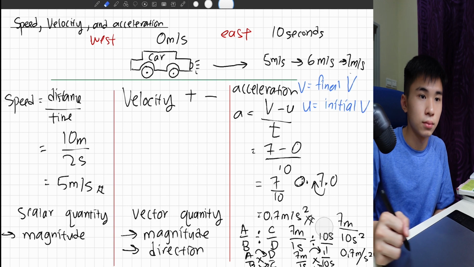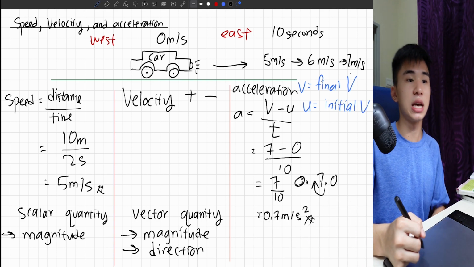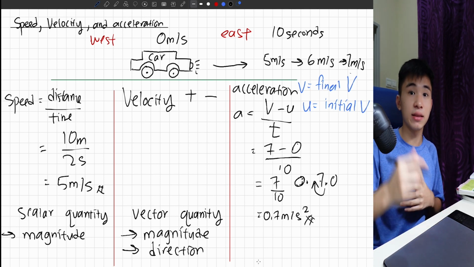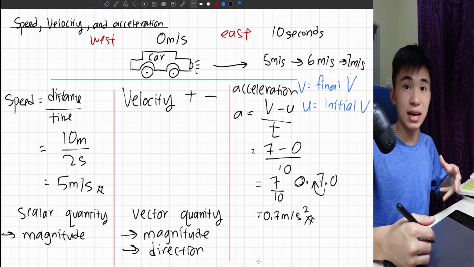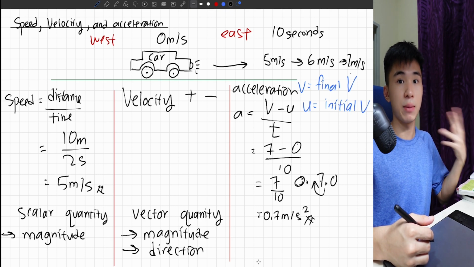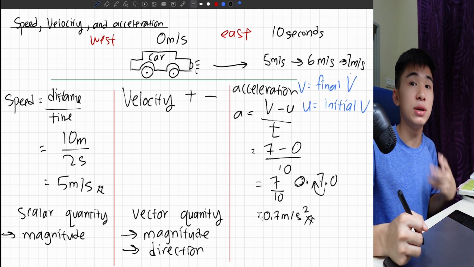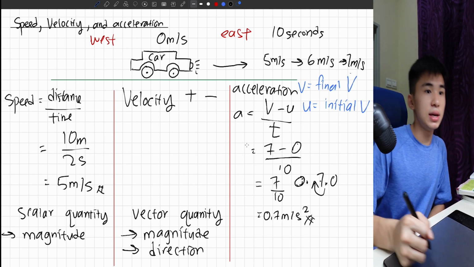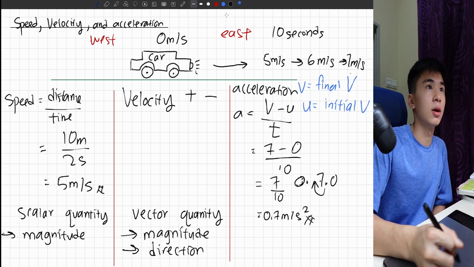Okay, so I'm just going to erase this first. Okay, so 0.7 m/s squared, which means this car every second will increase by 0.7 meters per second. Okay, 0.7 m/s. Okay, and furthermore, notice that there is no negative sign, the minus sign. Okay, which means this car is accelerating in our east direction.